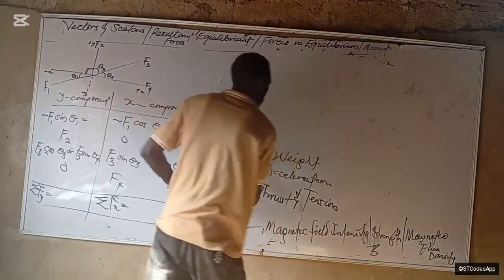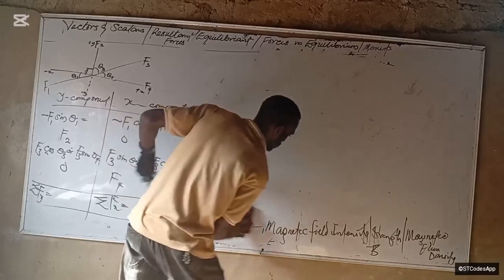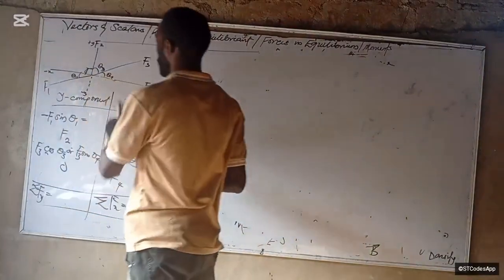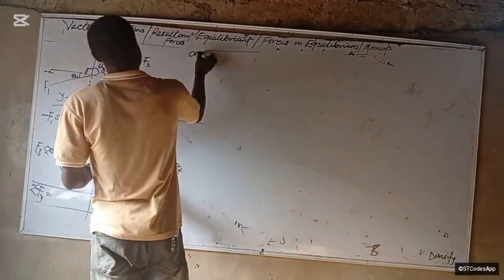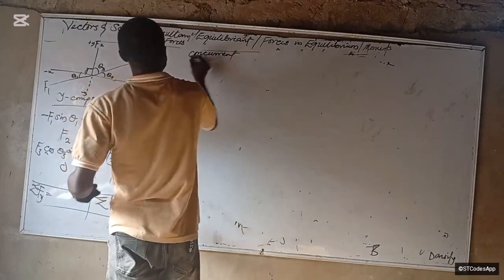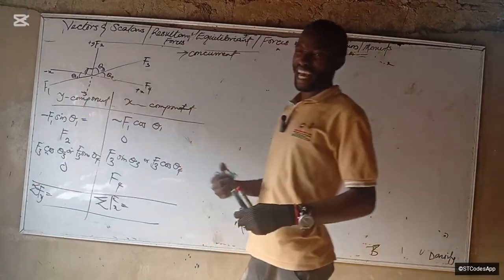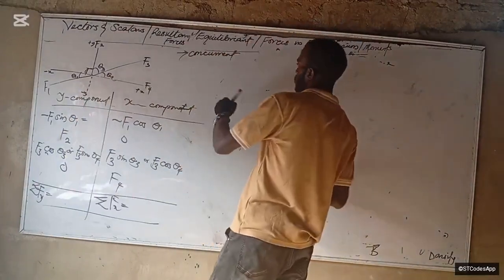The resultant of all of these forces acting at a point. Now all of these forces are said to be concurrent. They are said to what? Concurrent forces are forces that act at the same point. Is that okay? You also say at the same time. So they are concurrent forces.